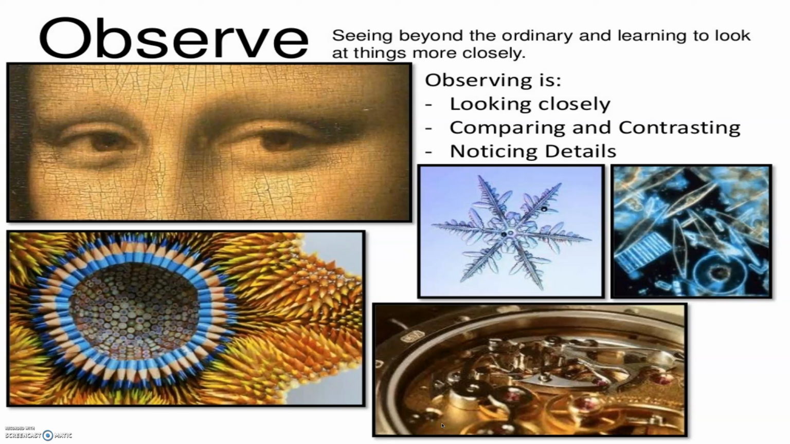The next one that's very important to develop as an artist is your skills of observation. So that means you're seeing beyond the ordinary and learning to look at things closer, okay? It's also comparing and contrasting details in two different objects. Maybe you're zooming in really close up on an object. Maybe you're seeing what's on the inside of an object, what makes it up. Maybe you want to see what it looks like when you take it apart. But there's other classes that you compare and contrast ideas and details.